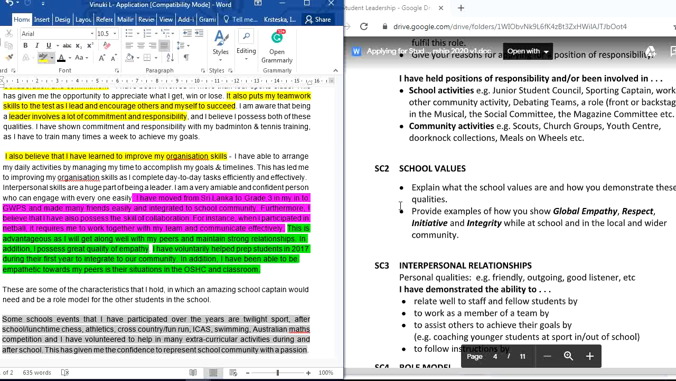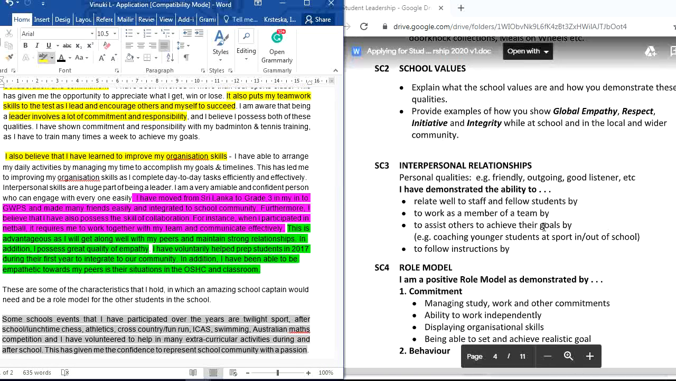Moving forward, we have school values. In green, we can see where the student has used the school values in their application. So this is advantageous as I will get along with my peers and maintain strong relationships. In addition, I possess great quality of empathy. I have voluntarily helped prep students in 2017 during their first year to integrate to our community. So here is an example of them using the school values within their application, particularly the value empathy.